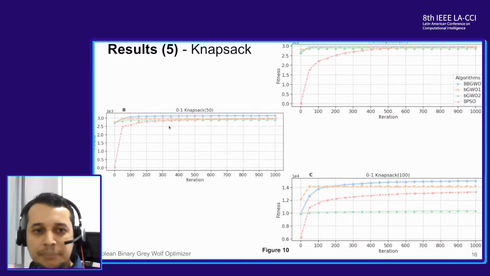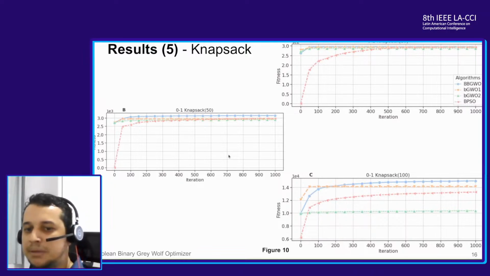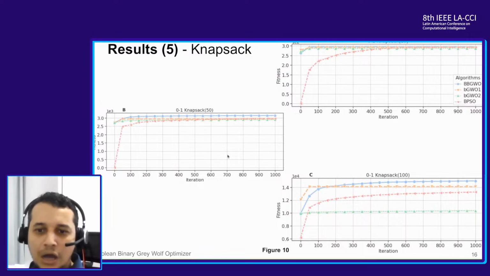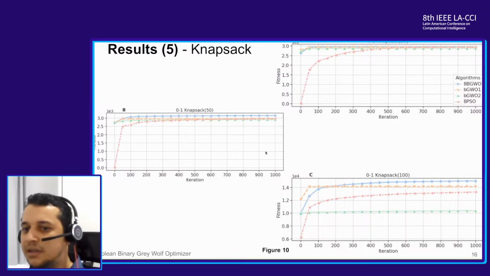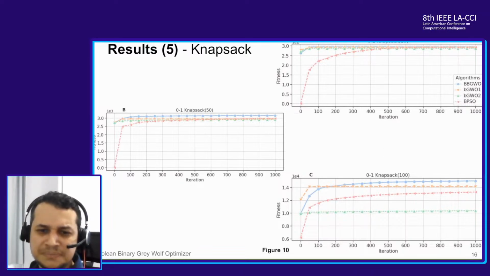Now I'll show you the knapsack results. Figure 10 shows the results from the most challenging problem used in our simulation, the 0-1 knapsack. Here we see BBGWO, our proposal, outperforming the other algorithms in 50 and 100 dimensions. I'm talking about B and C, where the BBGWO proposal is outperforming BGW1, BGW2, and BPSO2.